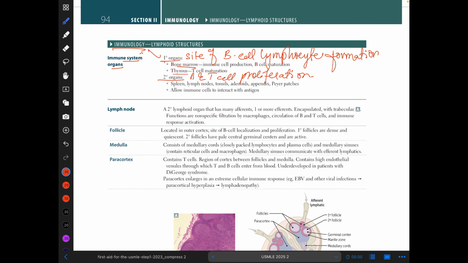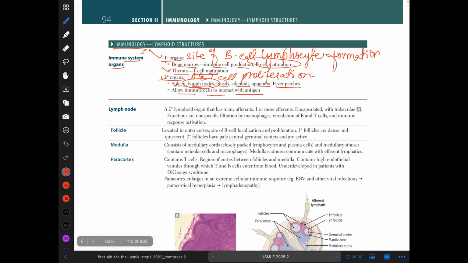In the bone marrow, there is immune cell production and B-cell maturation. In the thymus, it will be T-cell maturation. In secondary organs, we have the spleen, lymph nodes, tonsils, adenoids, appendix, and Peyer patches, and this is where all immune cells interact with antigens. And now, first, we are going to read about the detailed structure of lymph nodes.